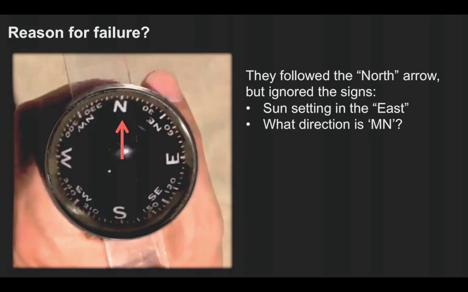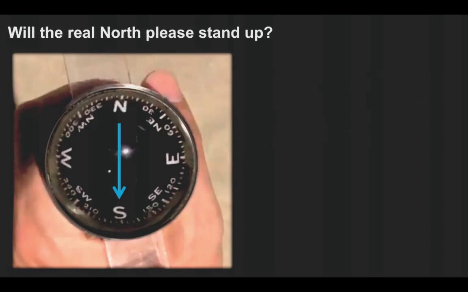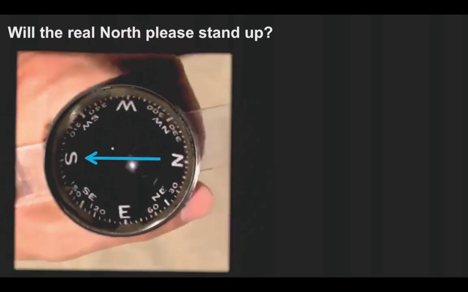Now, here's the other one. By the way, there is no arrow in this compass. That's what they're seeing. So let me fast forward for you. Will the real north stand up? As you look at it like this, how many of you still don't see it? How many of you still think north is what they're seeing? Anybody still a little confused? All right. This is north.